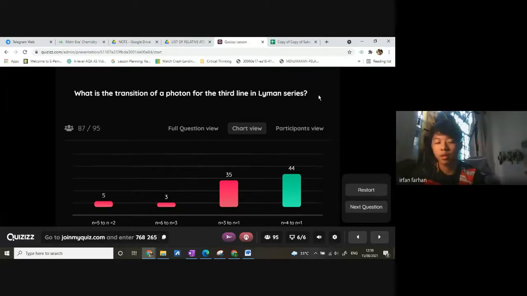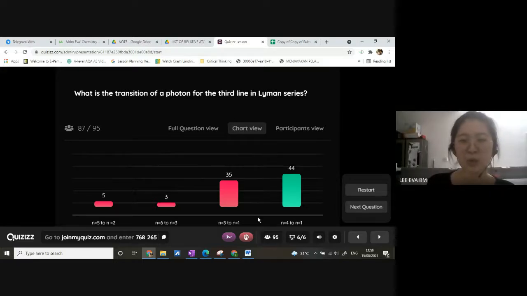So those who are choosing 3 to 1, remember, it is not the third energy level, it's the third line. When you say line, it involves two energy levels. So 3 to 1 is the second line. The third line will be from 4 to 1.